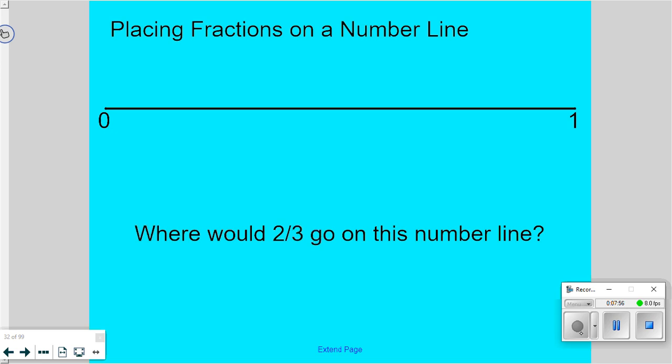Well, Evelyn's asking, can I just plot 2/3 on there without putting any other fractions? Yes, you can, but it gets harder to put it in the right spot. Whereas if you put the 1/3 on there first, it makes it easier to get that 2/3 in the right spot. Does that make sense? Okay. How many pieces am I going to have on this number line?